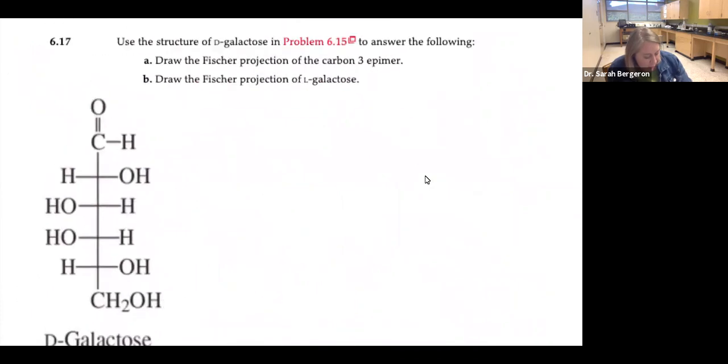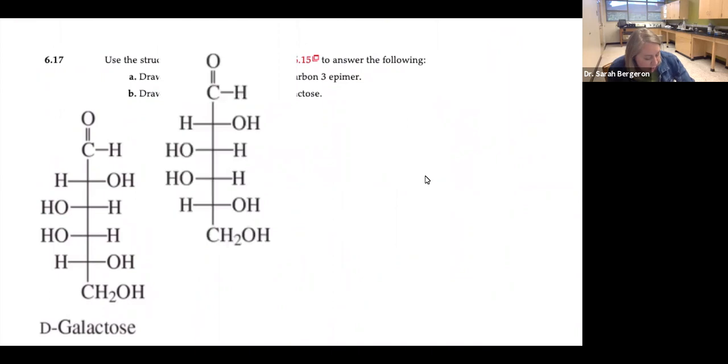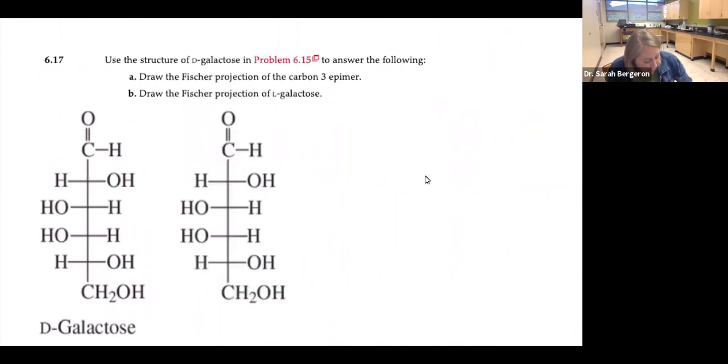Use the structure to answer the following. So I went ahead and put the structure for you. Draw the Fischer projection of the carbon-3 epimer. So what does that mean, the carbon-3 epimer? Well, if it's an epimer, then it means one or more are different. Well, it's telling you in this question that it's a carbon-3 epimer.